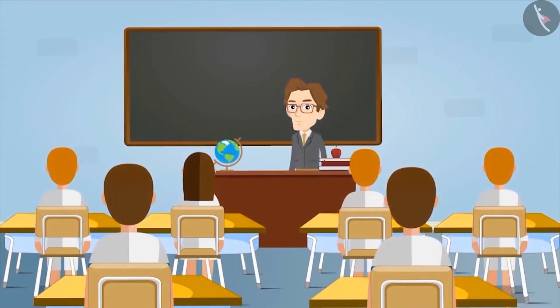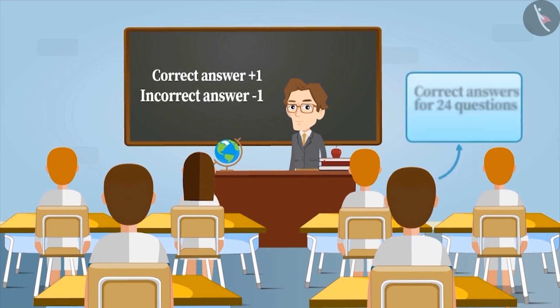Example 2. In a competition, plus 1 point is given for the correct answer and minus 1 point for the incorrect answer. Vipul has given correct answers for 24 questions and has given incorrect answers for some questions. If he receives 0 points in the competition, then find the number of incorrect answers given by Vipul.